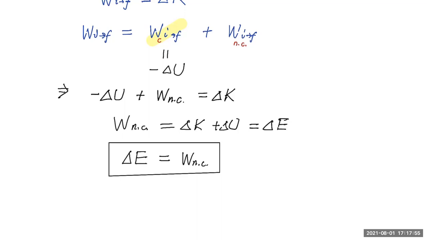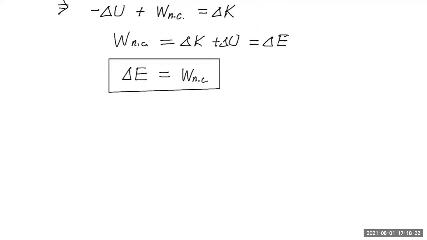The only thing we did, like I said, was to separate the work done by the conservative and the non-conservative force. So you don't have to worry about the work done by the conservative force because that's part of delta E, but for the work done by the non-conservative force, you still have to work it out. So the non-conservative force, when it does work, will change the mechanical energy. That's the basic idea. That's how we rewrite the work energy theorem. Now we're going to put it to use.